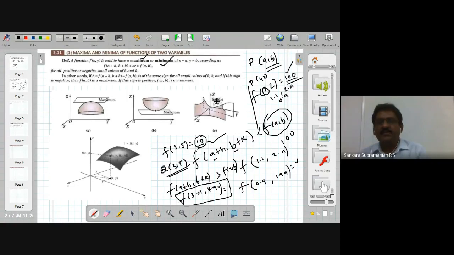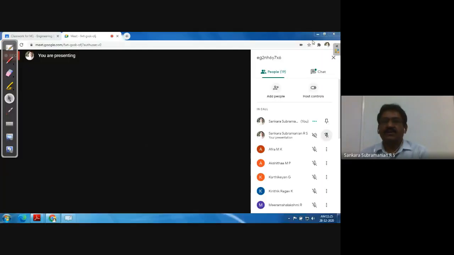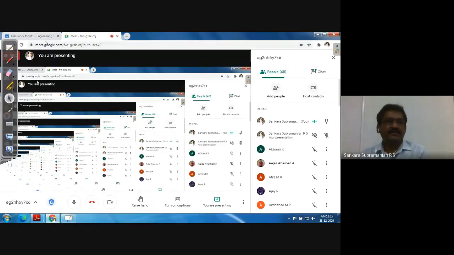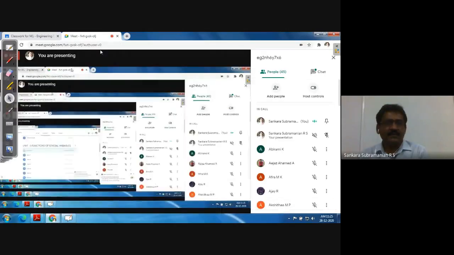A saddle point means that in that particular case you can have neither maxima nor minima. It will be like a constant, where the values never change. So this is the basic definition of maxima and minima for functions of two variables. How many of you are present? 45, thank you. Okay.